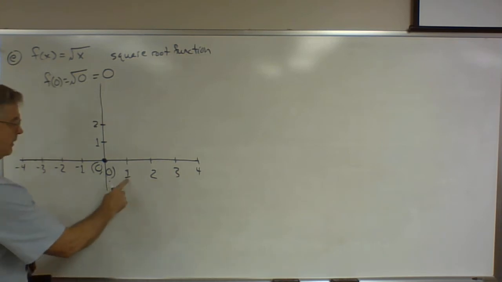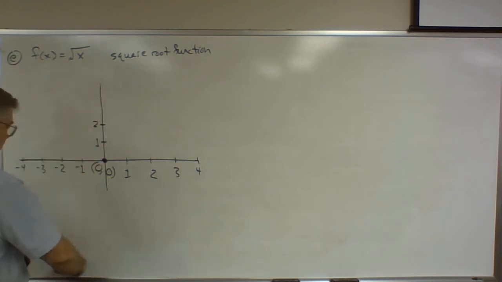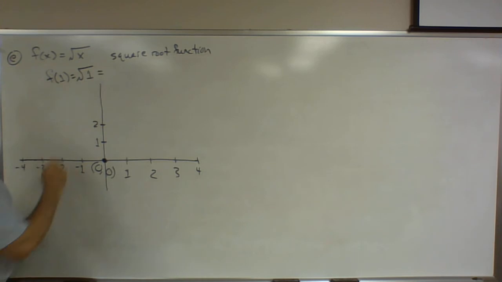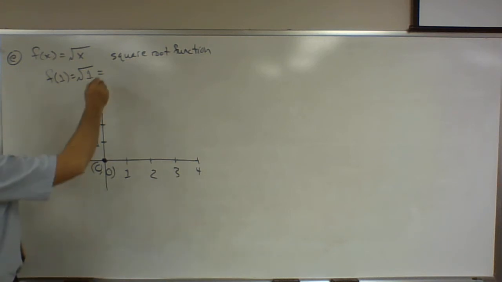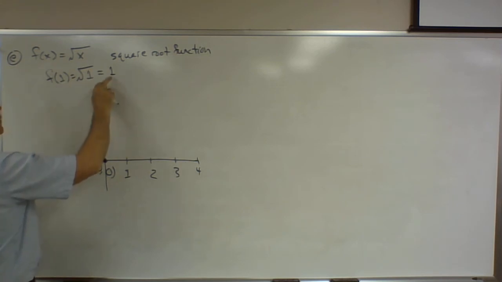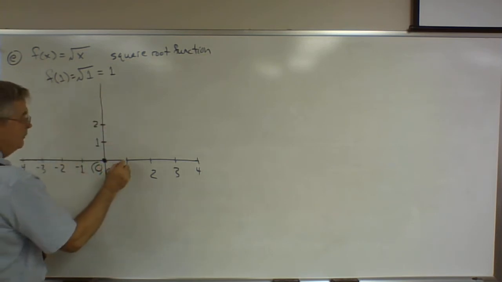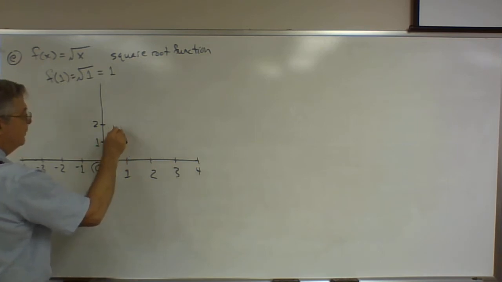Now we try the same thing with one of our favorites, x equal 1. And we evaluate f at 1. And we have the square root of 1. Well, let's see now. What number do we multiply by itself to get 1? Oh, I know. 1. When x is 1, f evaluated at 1 is 1. When x is 1, y is 1. So x equal 1, y equal 1 is a point on the graph.